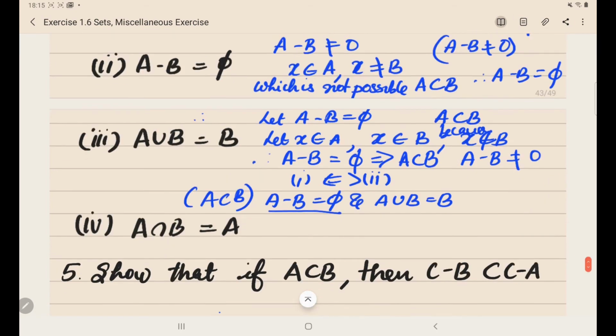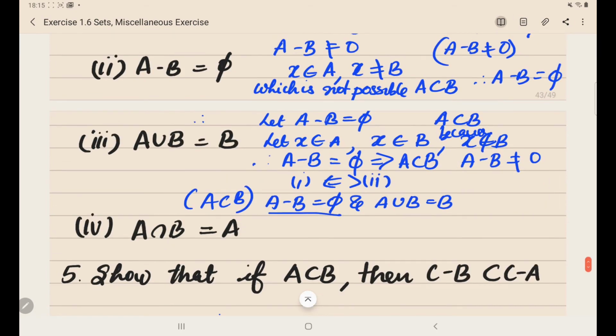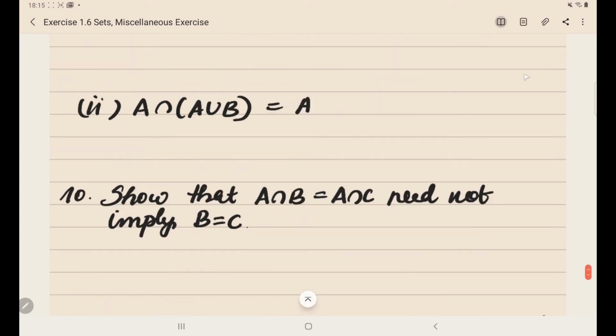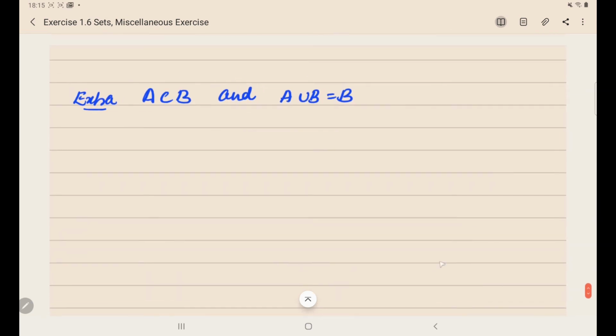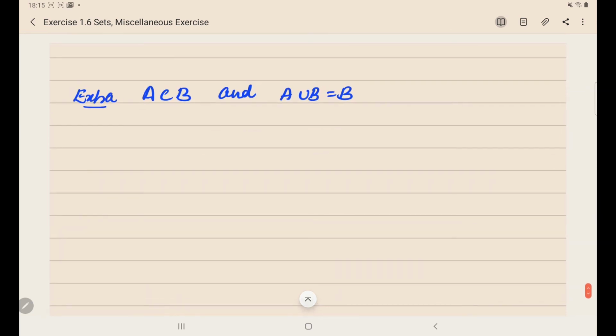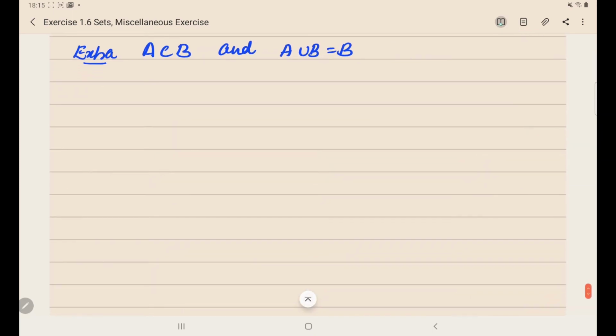I hope it's clear. We don't have enough space to complete here, so I'm going to solve it at the end of this section again. Now we have to prove the first and the third condition, that is A is a subset of B and also A union B is equal to B. So this is what we have to prove.